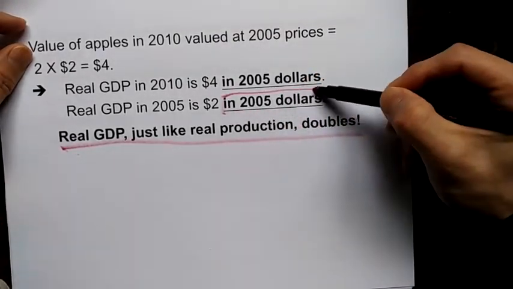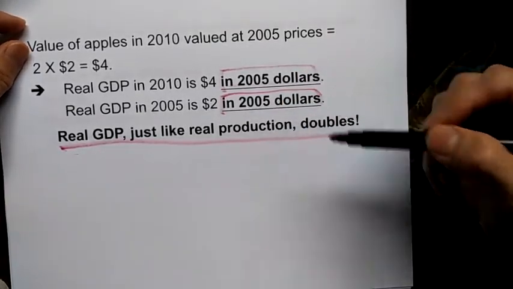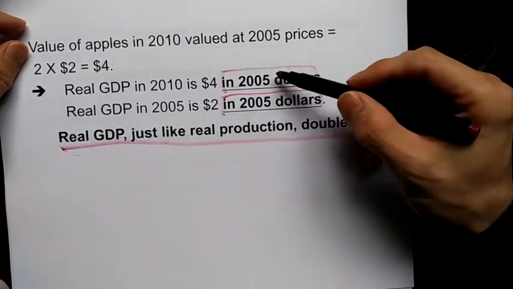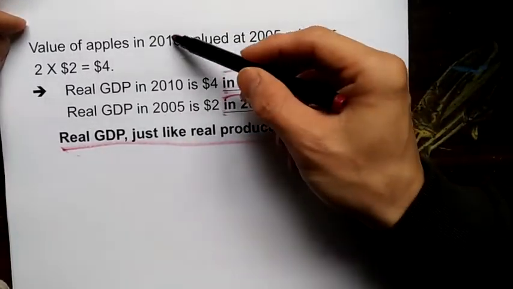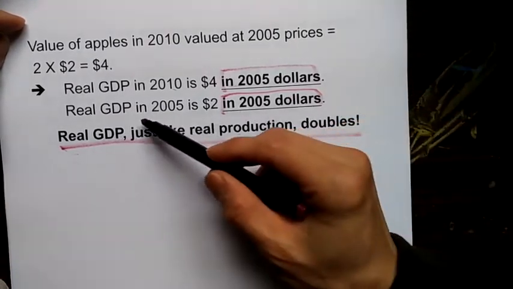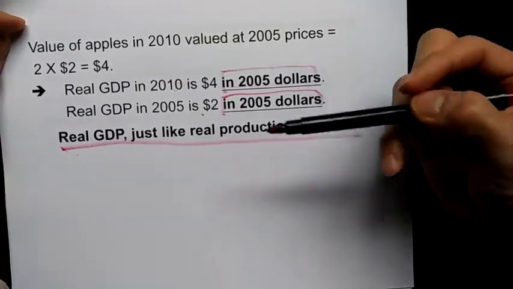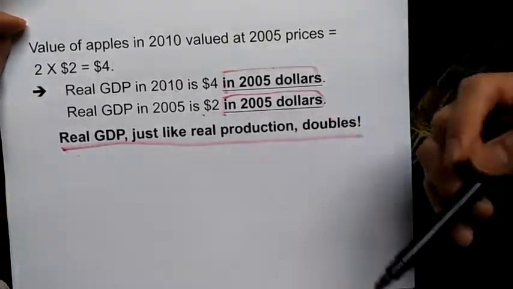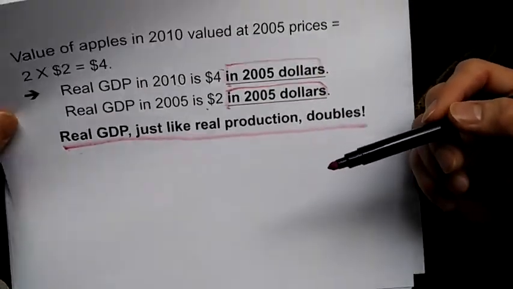So we use 2005 dollars, 2005 prices to evaluate the value of the production in both years. In 2005, we produced 1. In 2010, we produced 2. So you multiply by the same price, the number will double.